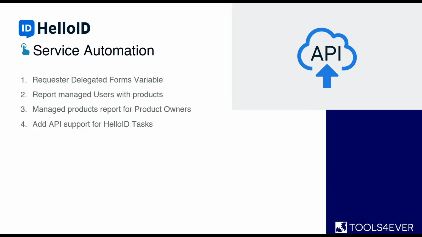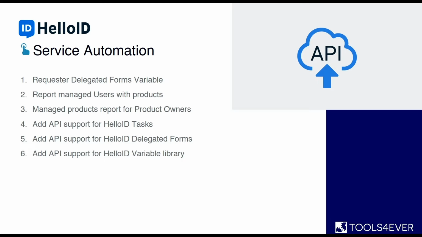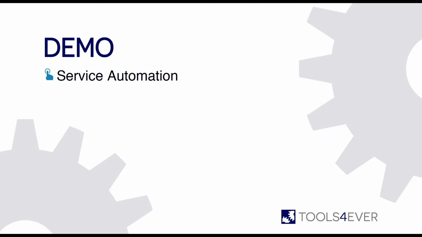With this April release, we have finished the whole API support to create HelloID tasks, data sources, forms, and delegated forms. With this full API product and delegated form support, you can create a complete HelloID service automation instance with all the products and forms an organization needs with one single PowerShell script. Okay, let's demo these new functionalities.